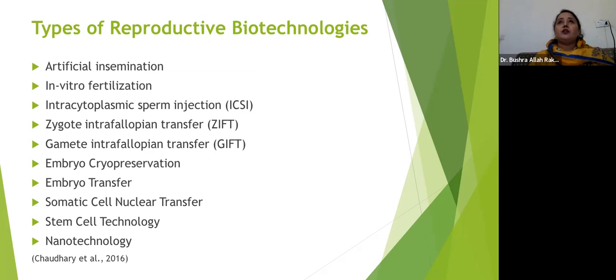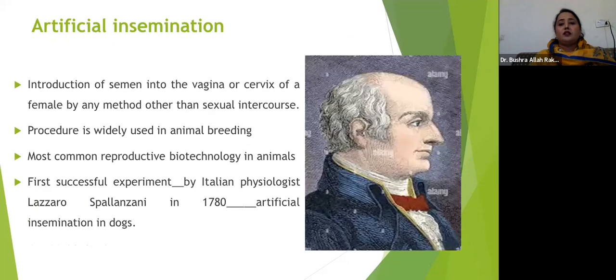So we must use alternative technologies for the conservation of the species. These alternative technologies can be artificial insemination, in vitro fertilization, intracytoplasmic sperm injection, zygote intrafallopian transfer, gamete intrafallopian transfer, embryo cryopreservation, embryo transfer, somatic cell nuclear transfer, stem cell technology, and nanotechnology. These are various technologies that can be used for the conservation of the species.